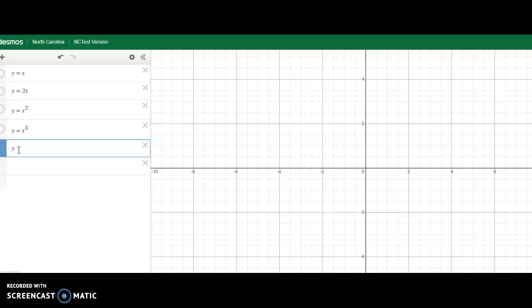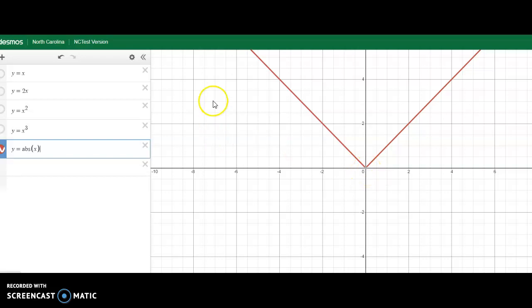Okay, so now we're going to look at the absolute value, ABS of x. Notice that that is a V. It is linear on either side of the y-axis right here, but it is not a linear function. It goes down this way, and then it switches directions and goes this way. So as a whole, it is not linear. Each piece of it, this piece is linear, that piece is linear, but it is not a linear function. Just to give you an idea of what we're talking about when we talk about linear versus nonlinear.